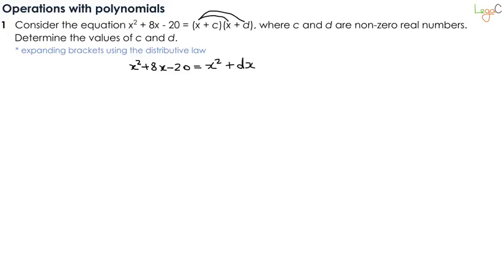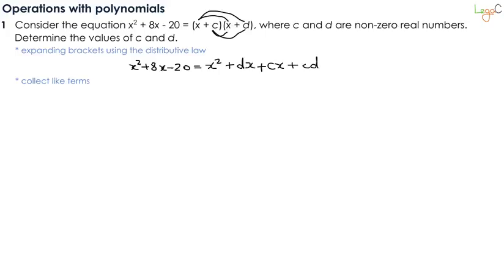It doesn't matter in a product whether you have d times x or x times d. Then we have plus cx plus cd. The same thing here, we could write cd or dc, but we usually write the letters in alphabetical order.